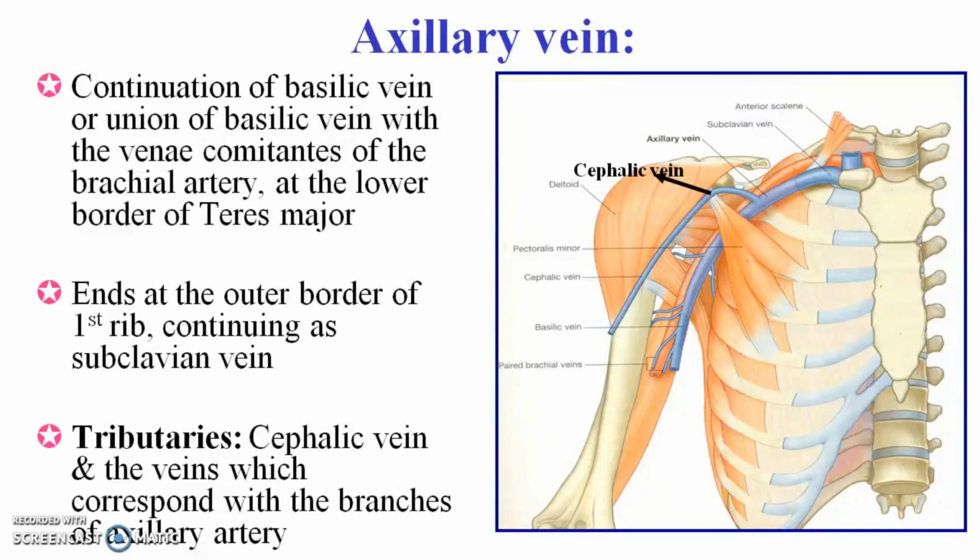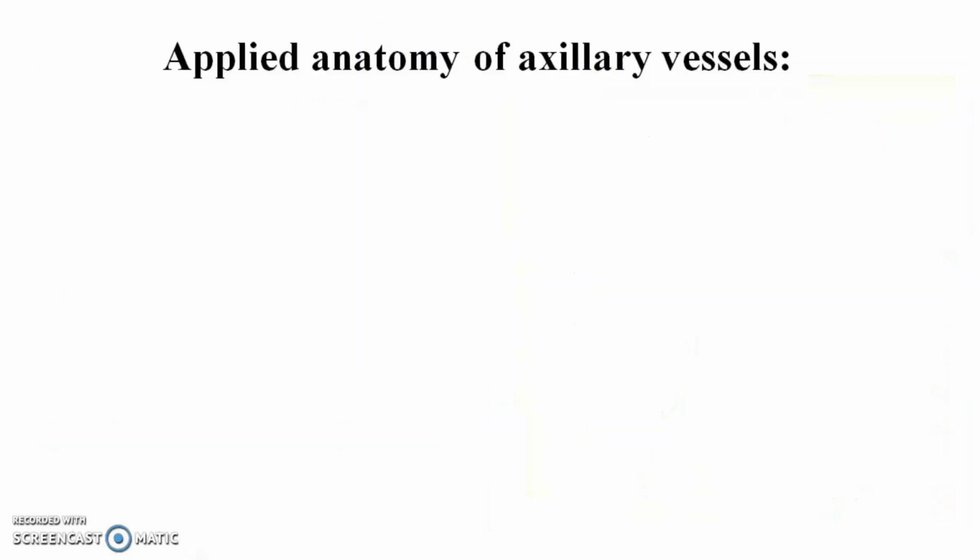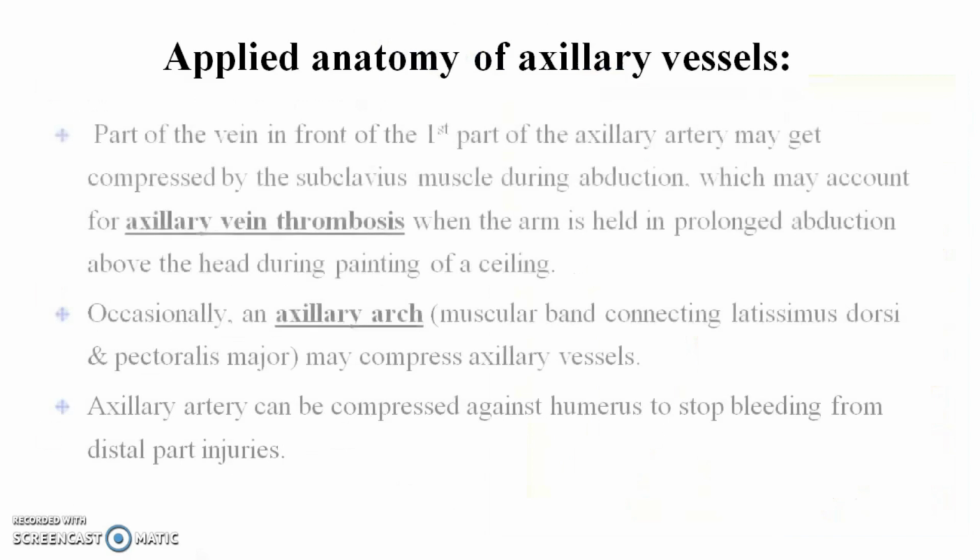This cephalic vein is going to drain into the axillary vein, and also the veins which correspond with the branches of axillary artery, such as superior thoracic, lateral thoracic and other arteries, again accompanied with their corresponding veins, and those corresponding veins are going to drain again into this axillary vein. That's all about axillary vein you have to know. So I believe axillary artery and vein are clear to you. Now we will move on to the applied aspect of these axillary vessels.